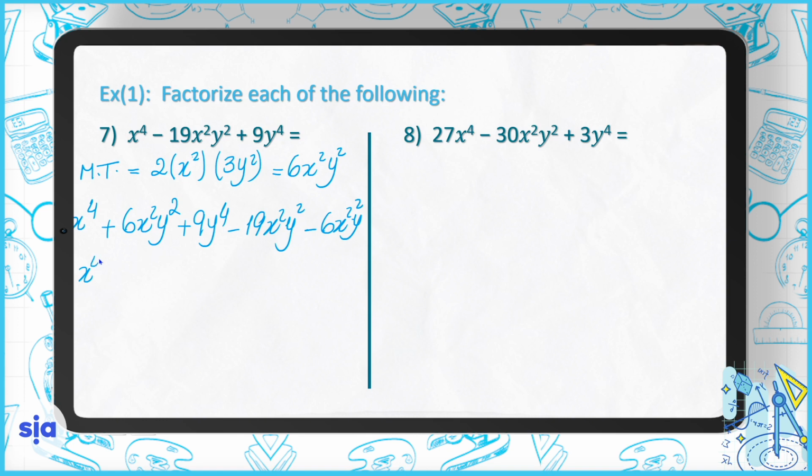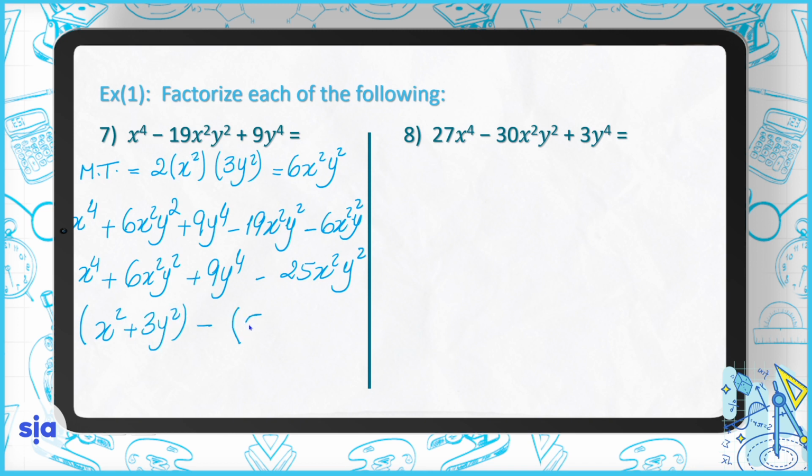So if you simplify this, it will be x power 4 plus 6x squared y squared plus 9y power 4 minus 25x squared y squared. As a perfect square, this one is (x squared plus 3y squared) minus (5xy) all squared. So here, the difference between two squares gives x squared plus 3y squared minus 5xy, and here it's x squared plus 3y squared plus 5xy.